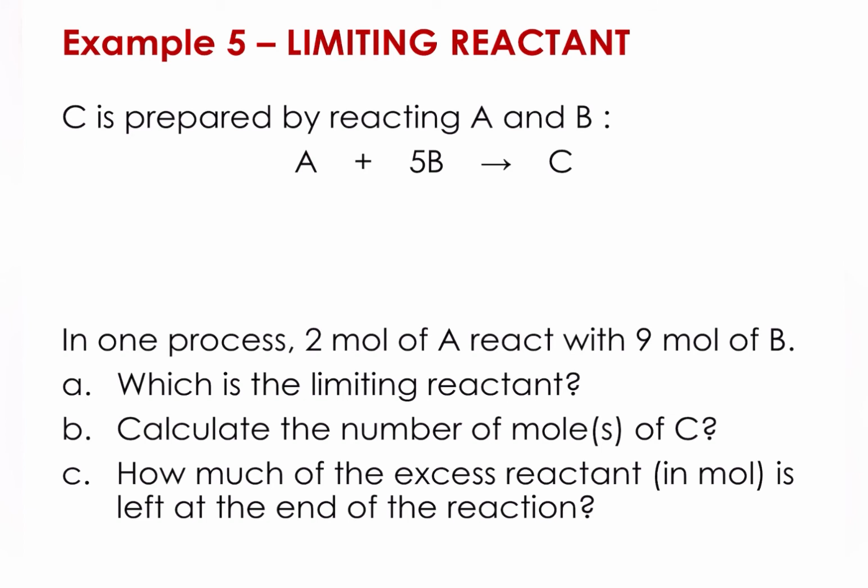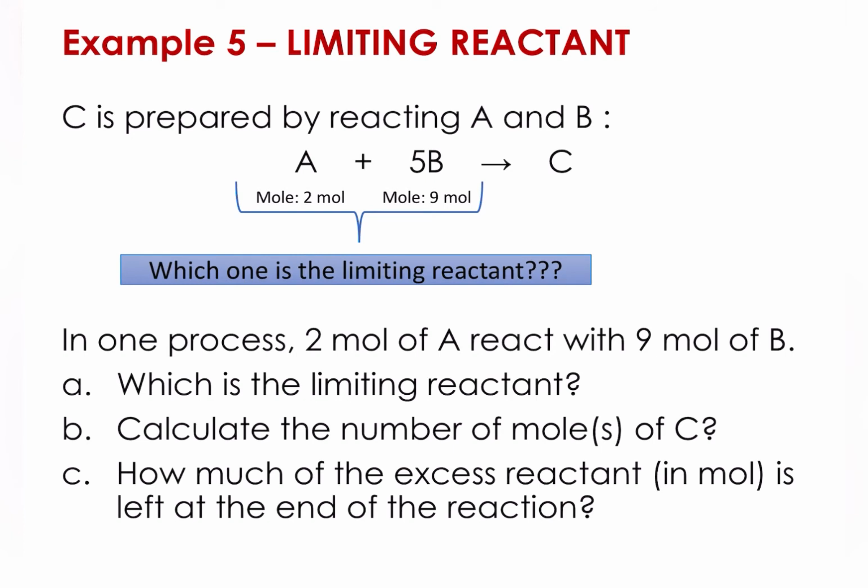Okay, kenapa saya tak suruh awak balancekan equation? Because in this case, kita punya reactant dan produk dalam bentuk unknown. So maknanya apa yang diberi itulah equationnya. Kalau dibagi dalam bentuk chemical formula, that's why you have to balance. So in this case, straight away take out the information. So I have here 2 mole A and 9 mole B. So this is mole for A and this is mole for B. And from this information, you have to determine which one is the limiting reactant.